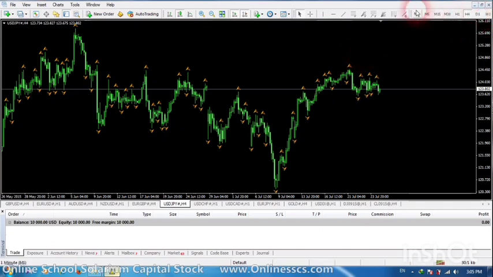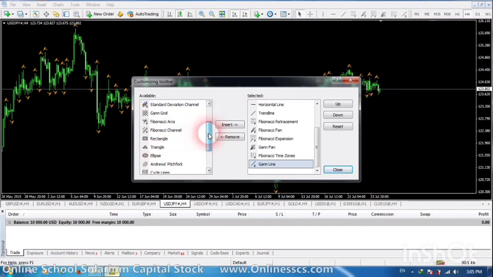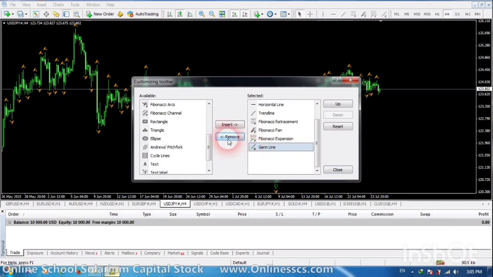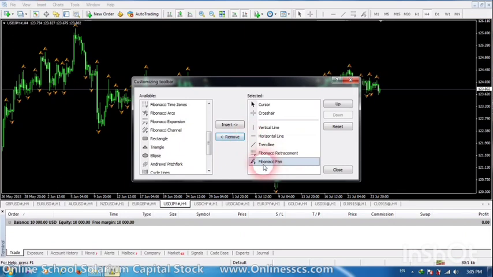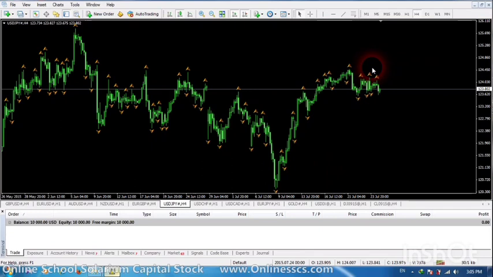Okay, so I'm not going to talk about the Fibonacci time zone because it's not very useful and it has a lot of errors. Gann line is not useful either. I'm going to remove the ones that we talked about. Okay, let's move on to the pivots.